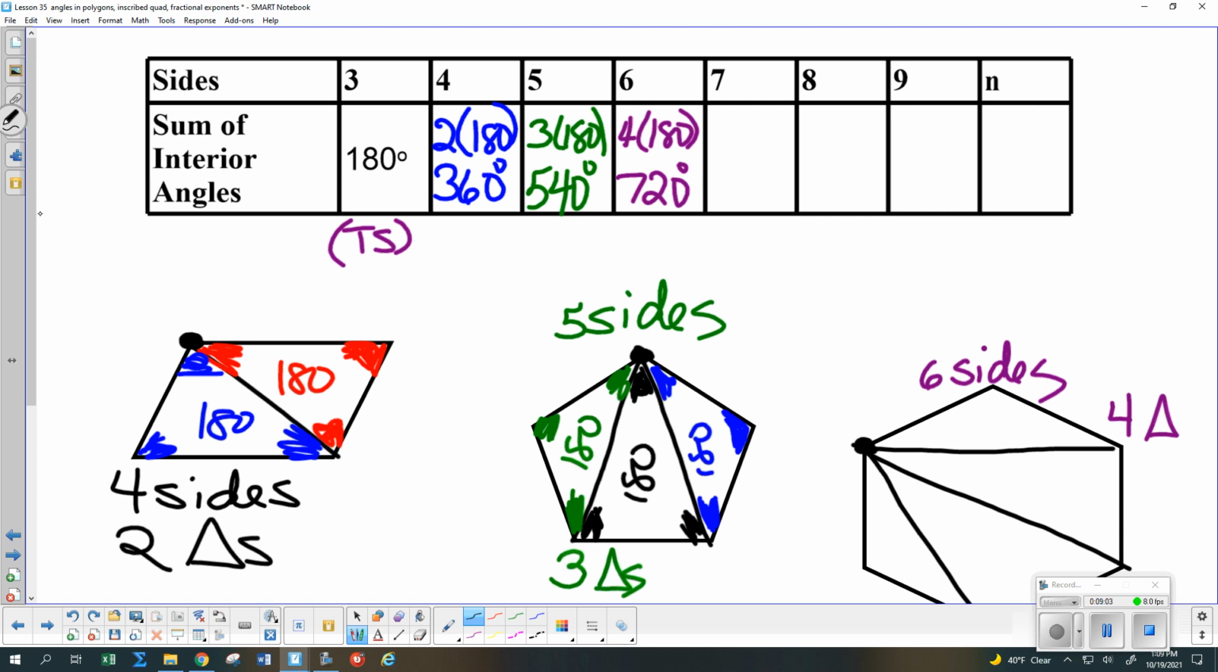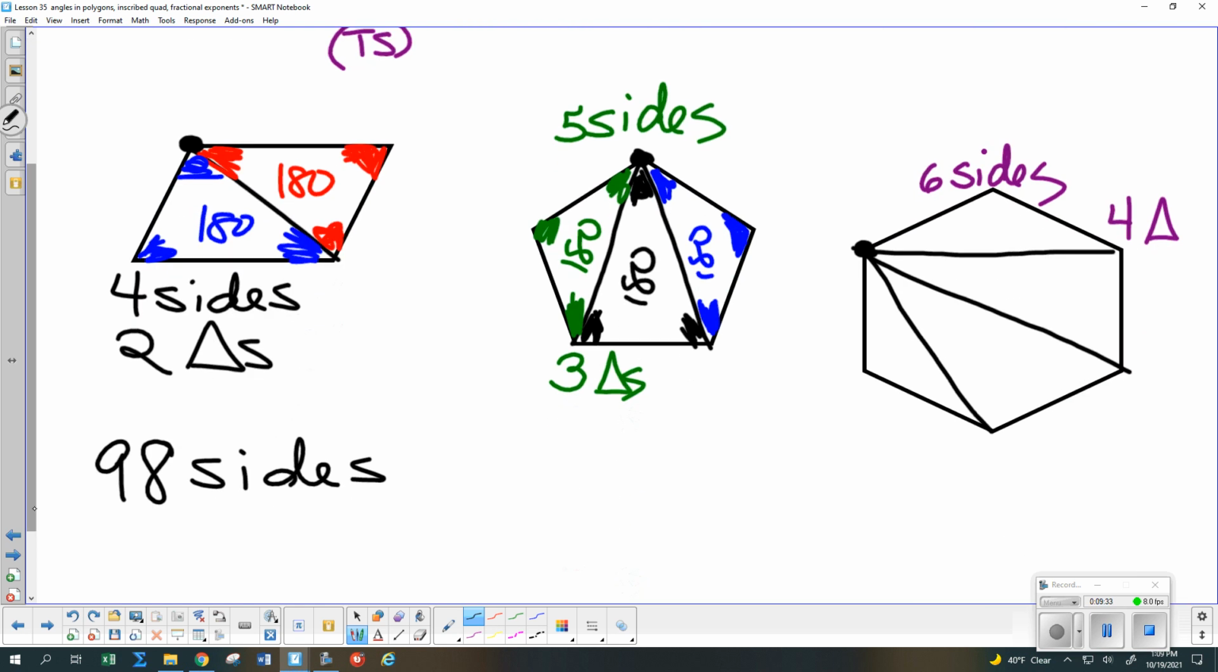Does anybody see a pattern of how that works? If you take the number of sides, how do you get the number of triangles? What do you think? So for every side, what? Okay, so I could say, oh, well, I have 4 times 180, then I'll have 5 times 180, 6 times 180, 7 times 180. That will work if I'm not talking very many sides. But I really don't want to do it that way to get up to, well, how many triangles would I have if I had 98 sides? That's a long list to go through.